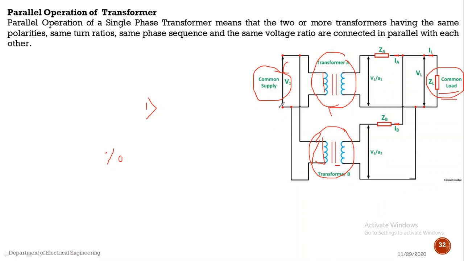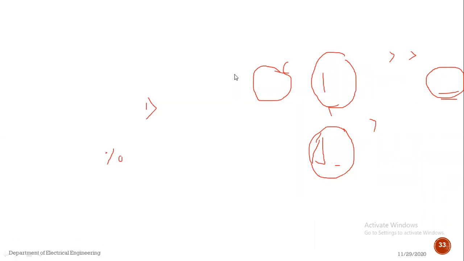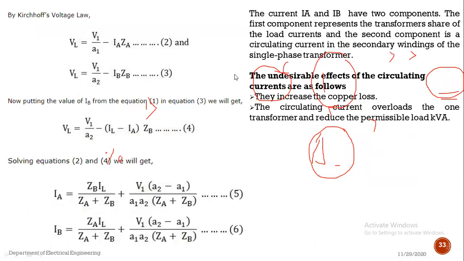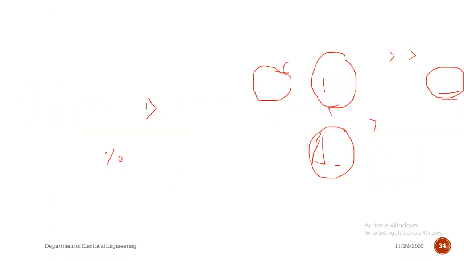Okay, so this is the parallel operation of transformers, and while operating two transformers in parallel, they will share the load according to their rating. And if there are equal kVA rating transformers, we have derived the equation for that also.